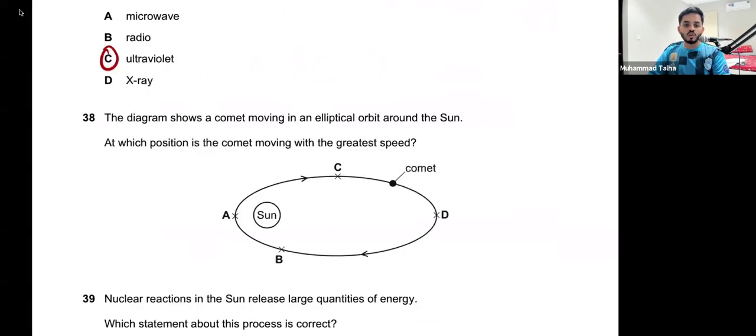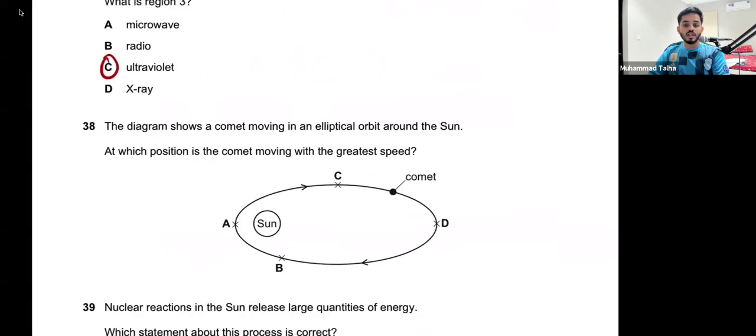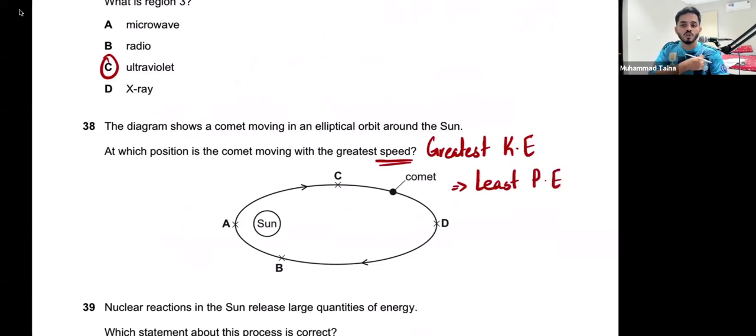The diagram shows a comet moving in an elliptical orbit around the sun. At which position is the comet moving with the greatest speed? Greatest speed means greatest kinetic energy, which by the conservation of energy means the least potential energy. And there's really no height here. So potential energy in this case is because of distance from the sun, right? So least distance from the sun is at A when it's closest to the sun, so it moves the fastest.